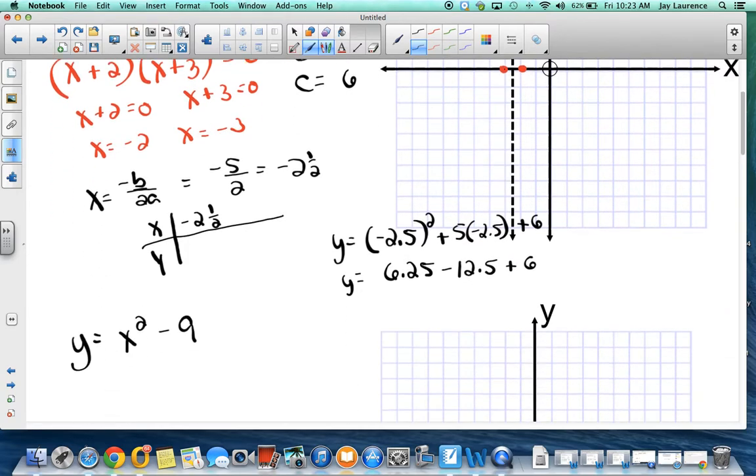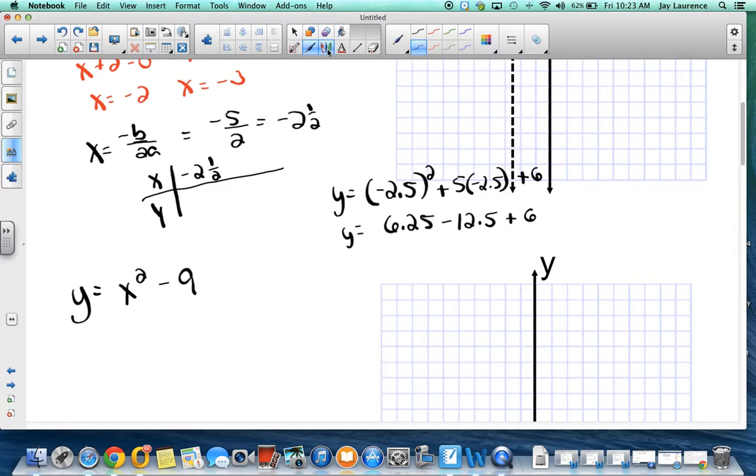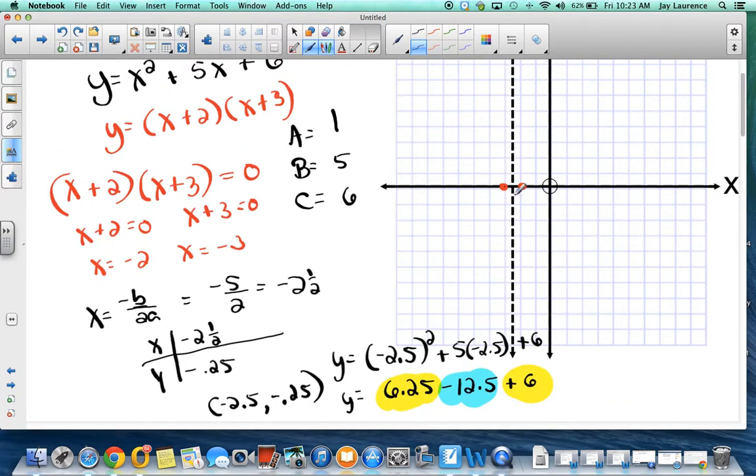Now, working smart, not hard, thinking about like terms. I know I have all like terms there, but I'm thinking about the addition, the positives and the negatives. I've got 6.25 positives, and I've got 6 more positives, so I'm up to 12.25. I have 12.5 negatives. This is going to come out quite simply to be y equals negative 0.25. So my vertex is right here. It's the point negative 2.5, negative 1/4. And so it'll be something like this. And now I'm ready to draw my parabola.